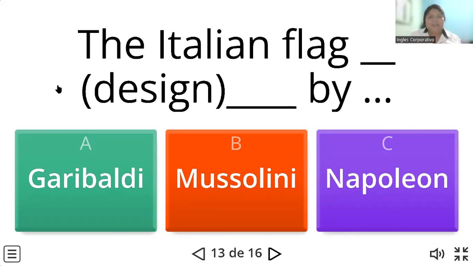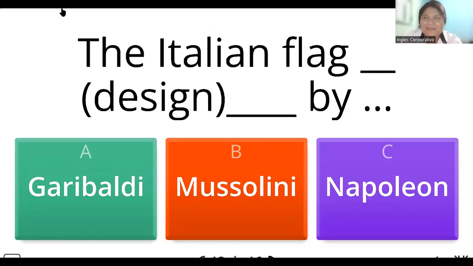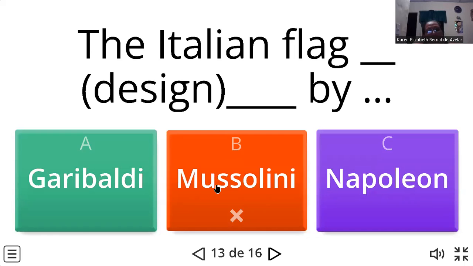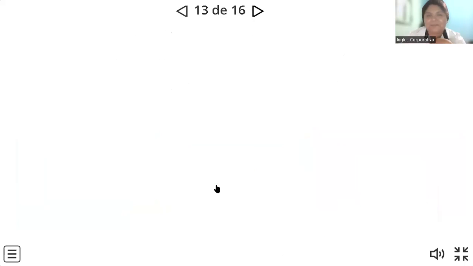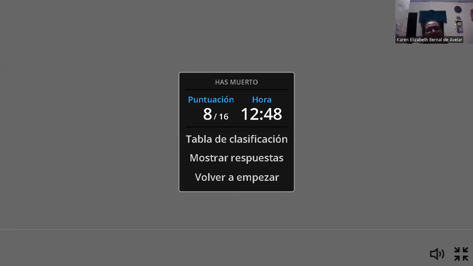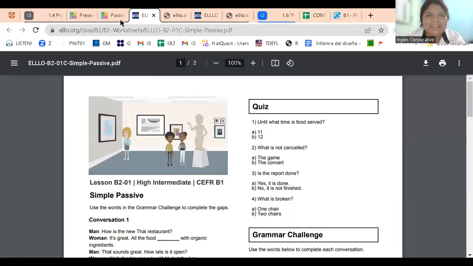Okay. The Italian flag was designed by Garibaldi, Mussolini, or Napoleon. I don't know. Mussolini. Napoleon says Oscar. Okay, Mussolini. So we're going to know what it is. Okay. Garibaldi, Mussolini, Napoleon. Mussolini. My goodness. Oh my God. That was my fault. Terrible. That's not good. Okay. Napoleon. Yes, indeed. Napoleon.